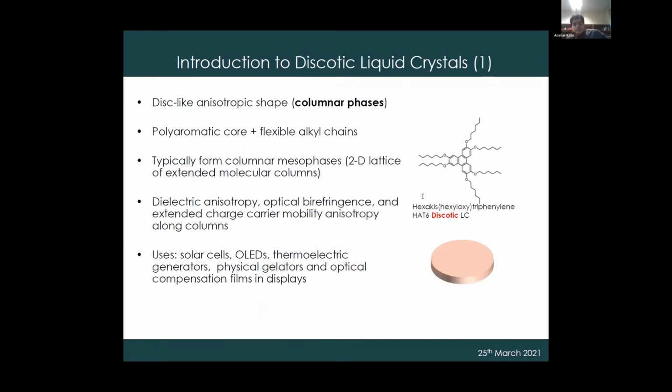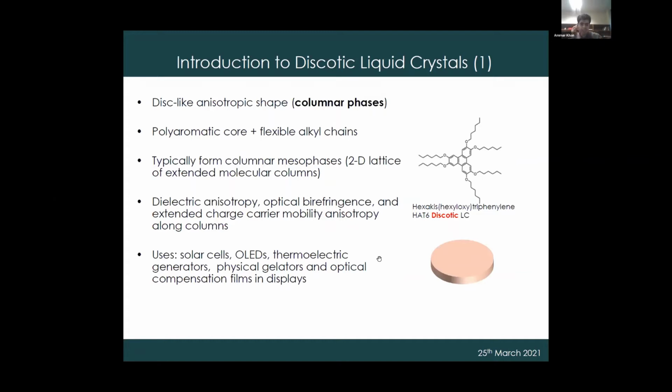The final type of liquid crystals that I want to introduce are disc-like liquid crystals or discotic liquid crystals. Now, discotic liquid crystals are typically formed, rather than from rod-shaped molecules, from disc-shaped molecules, and the typical discotic liquid crystal would have some rigidity at its center or a rigid core, and then it would have flexibility or fluidity via alkyl chains in the periphery. So this would be a prototypical discotic liquid crystal. It's also called hexaalkyloxytriphenylene or HAT6. Now, discotic liquid crystals can also form nematic phases.